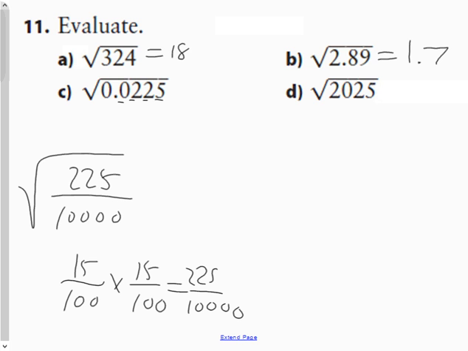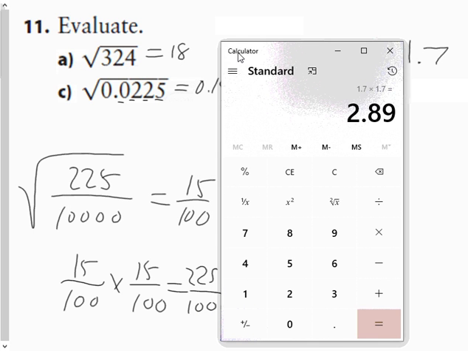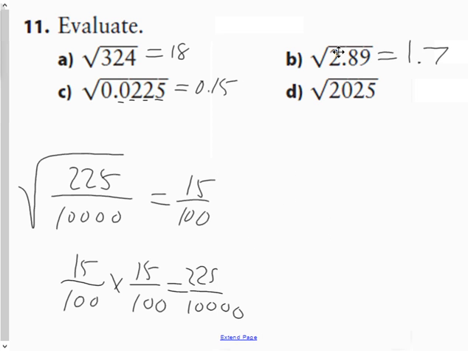So therefore, the square root of 225 10,000ths is 15 hundredths. And therefore, the square root of this decimal here is also 15 hundredths, or 0.15. Double check with the calculator. What is the square root of decimal 0.0225? Square root button. It is 15 hundredths.